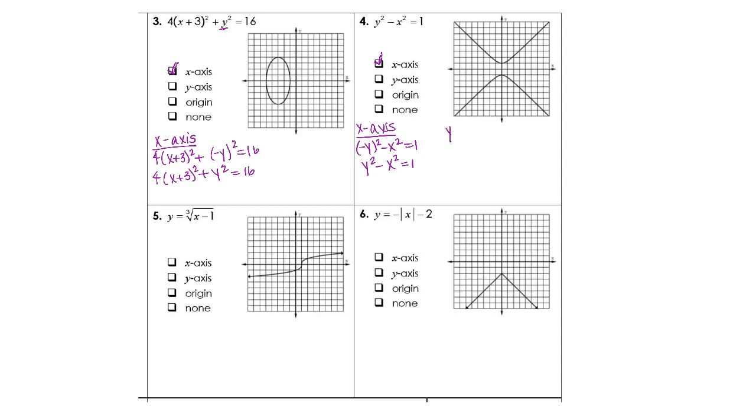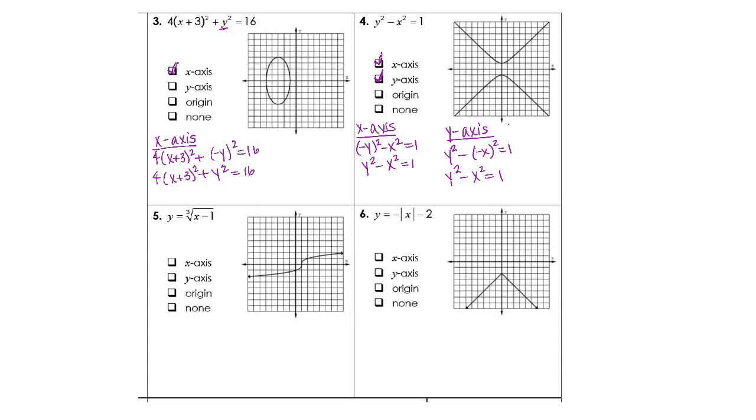So let's check our y-axis. If we check that y-axis, then we are going to change x to be negative x all squared. And notice what happens with this one. We're going to have y squared minus x squared again.